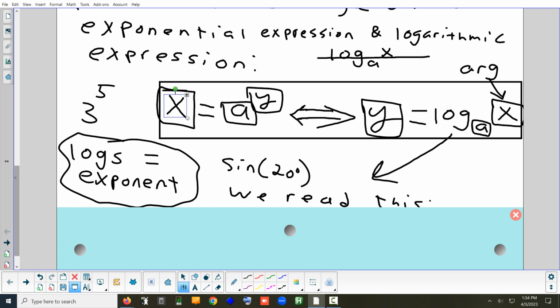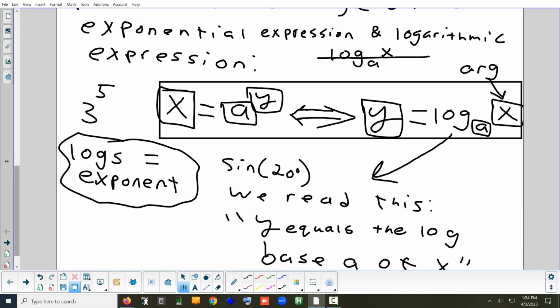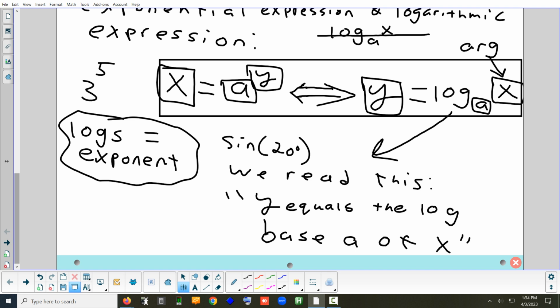All right, so now how do you read what's on the right? Well, what's on the left, that's just x equals a to the y. Right? Most people read that over. But that's how you pronounce what's on the right. Say y equals, and you read it left to right. You just have to pronounce each thing correctly. Y equals log base a of x. That's how you say it. That would be pronounced log base 3 of 2.